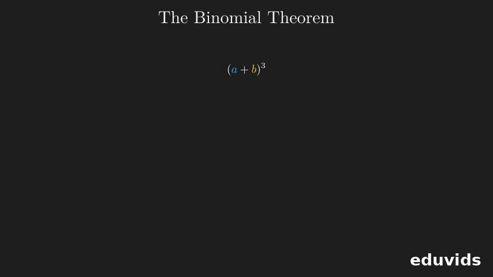Let us combine these rules to see the expansion for a plus b cubed. The full expansion is 1 times a cubed, plus 3 times a squared b, plus 3 times ab squared, plus 1 times b cubed.